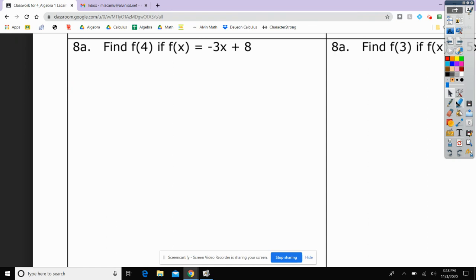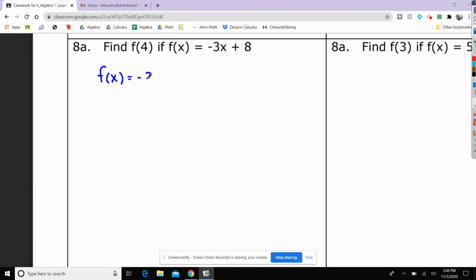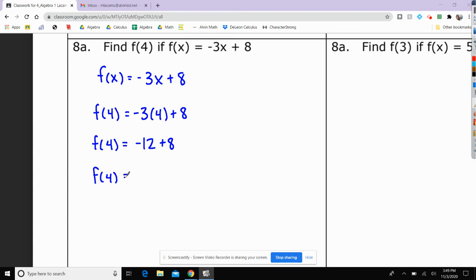8a is function notation. So I have the function f of x equals -3x plus 8. And we're trying to find f of 4. So I replace the x with the 4. So f of 4 equals -3 times 4 is -12 plus 8. So f of 4 equals -4. And that's our answer.